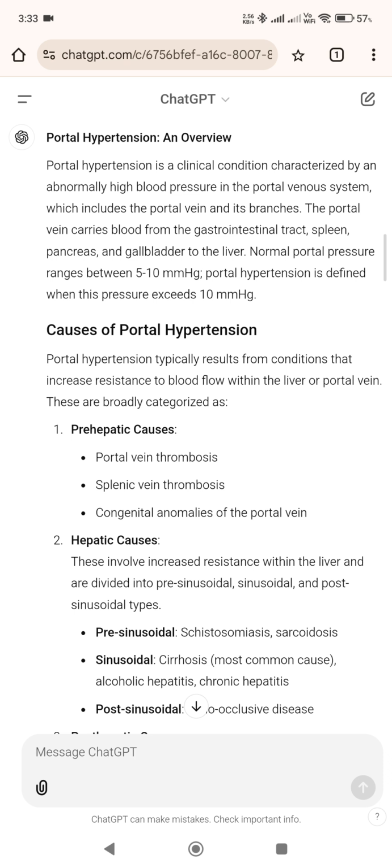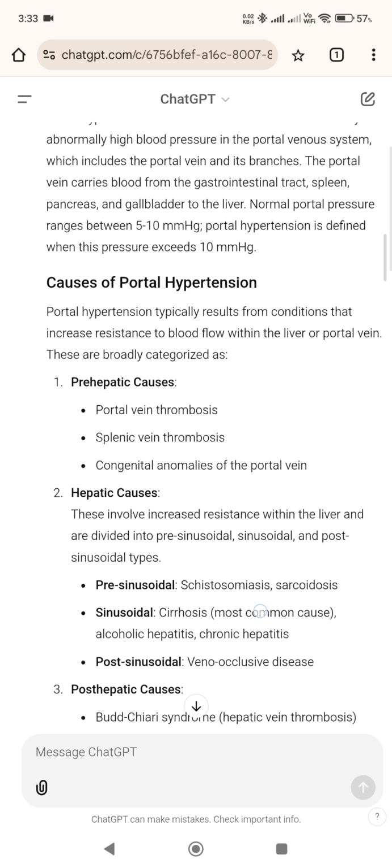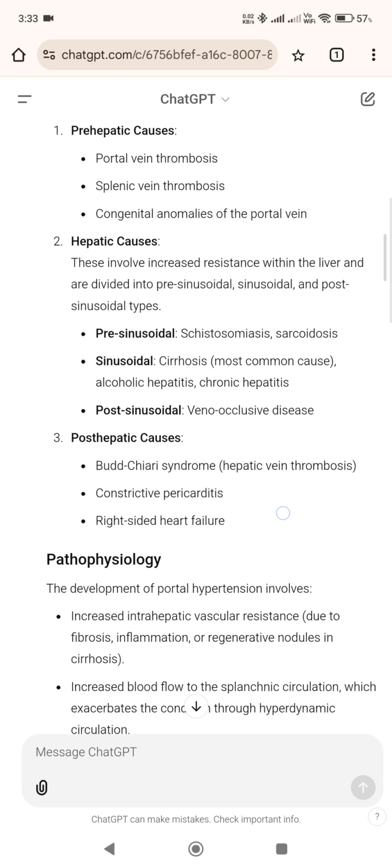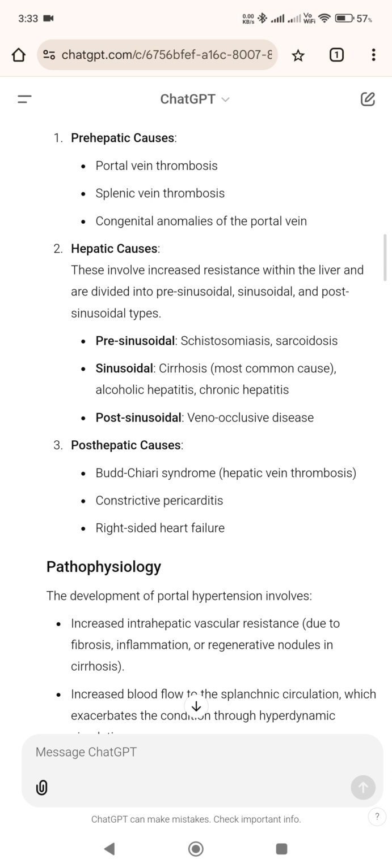Pre-sinusoidal: schistosomiasis, sarcoidosis. Sinusoidal: cirrhosis, the most common cause, alcoholic hepatitis, chronic hepatitis. Post-sinusoidal: veno-occlusive disease. 3. Post-hepatic causes: Budd-Chiari syndrome, hepatic vein thrombosis, constrictive pericarditis, right-sided heart failure.